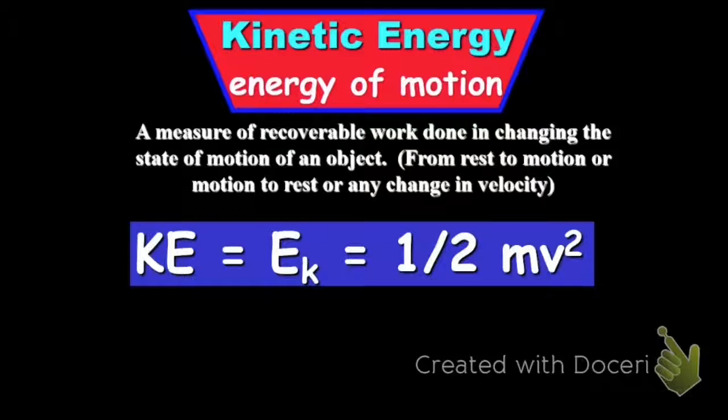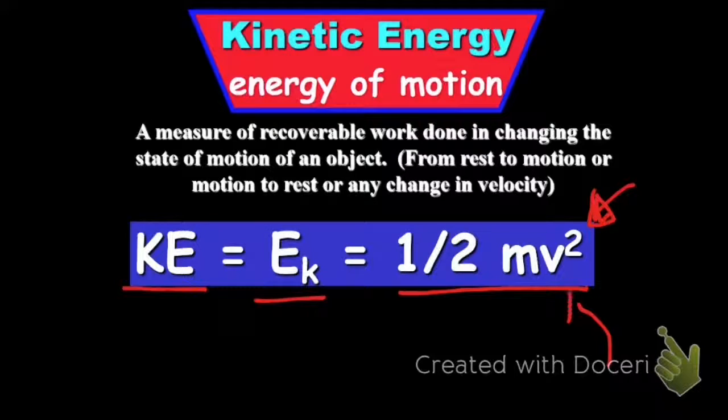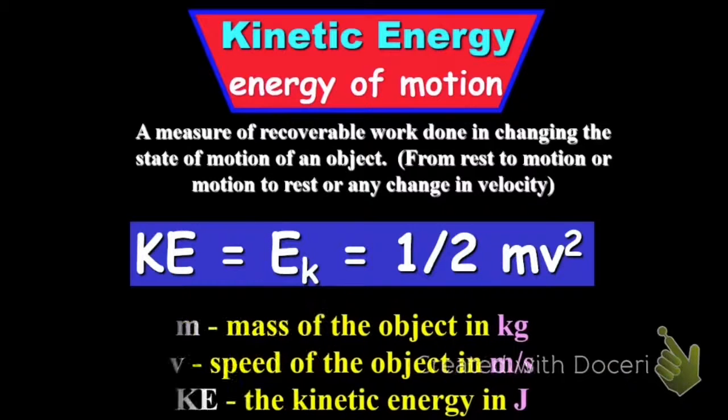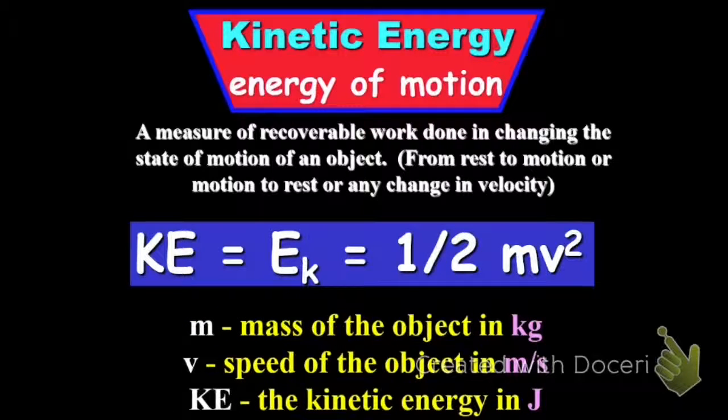The equation is written like so. We can write kinetic energy as KE, or E with a subscript K, and it is equal to 1/2 mass times velocity squared. This squared velocity means that the speed of the object is a little bit more important than the mass of the object. So yes, massive objects have more energy than objects that are smaller, but the velocity is really what determines the kinetic energy of an object. So real quick, m is for mass measured in kilograms, v is the velocity of the object measured in meters per second, and that will give us kinetic energy in joules.